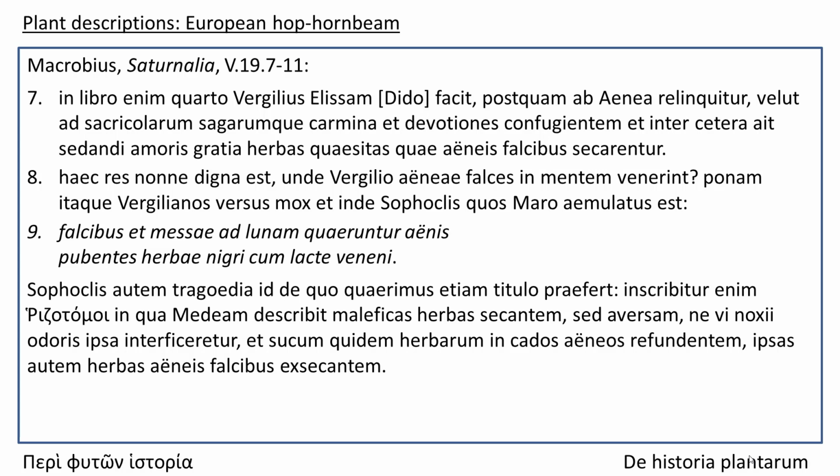After Aeneas abandons her (Elissa is another name for Dido), in Book 4, Virgil has her take refuge, as it were, in the spells and curses of witches and the sort of folk who lurk about altars. And among other things, he says herbs were sought to calm her passion, herbs cut with a bronze blade. And for the English translation, I'm using Robert A. Kaster's for the Loeb edition with some modifications.